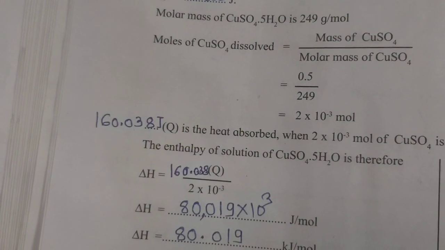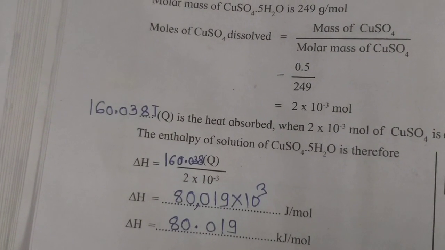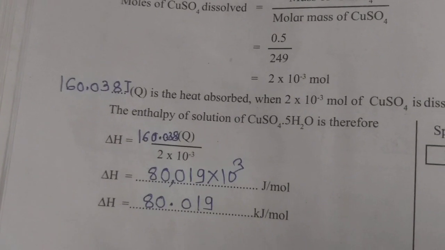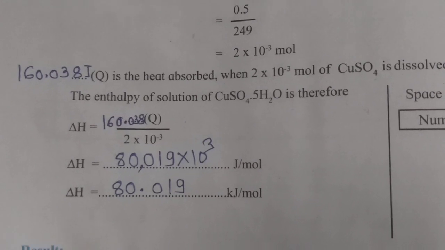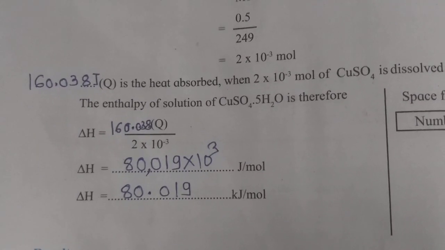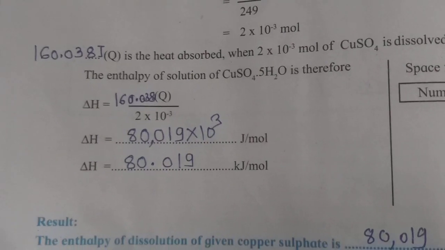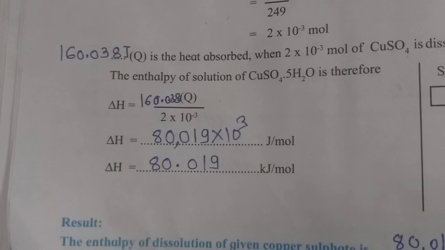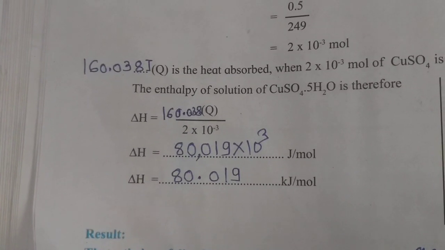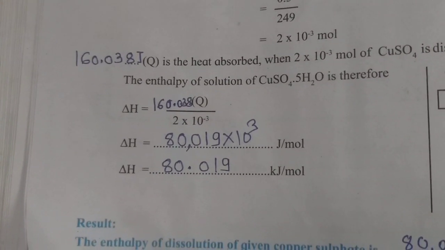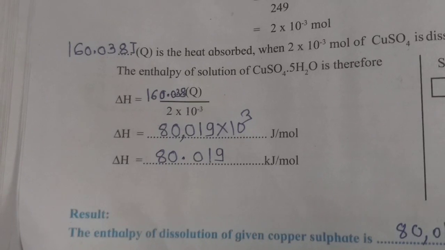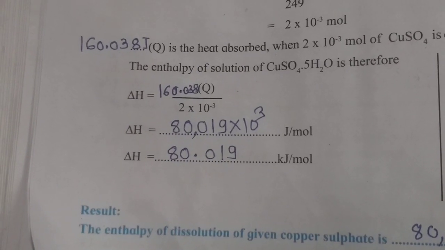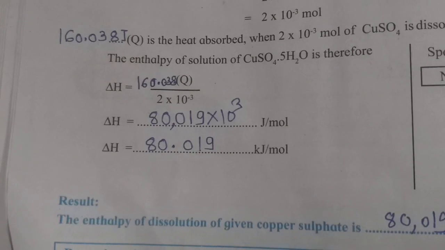Again, they already calculated here the number of moles in 0.5 gram is 2 into 10 raised to minus 3. So this amount of Q is required for the 2 into 10 raised to minus 3 moles. So for 1 mole there is the cross multiplication, and that is 160.038 divided by 2 into 10 raised to minus 3, and that becomes 80,019 into 10 raised to 3. That minus 3 goes to the upper side and becomes plus 3, and this is nearly equal to 80.019 kilojoule per mole.